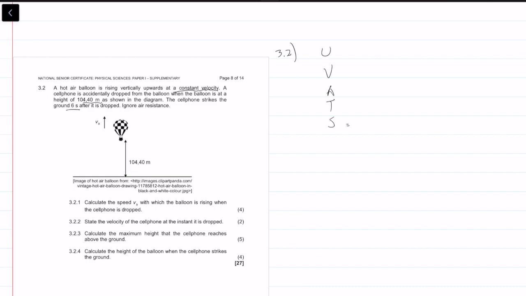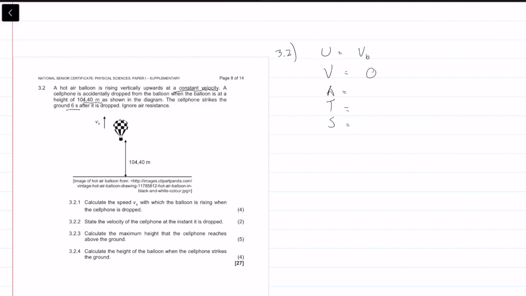UVATS. Okay, so we know that we're trying to calculate VB. U would be our VB when it strikes the ground. The scenario we're going to use is between when the cell phone leaves and hits the ground. When it hits the ground, the velocity is going to be 0.